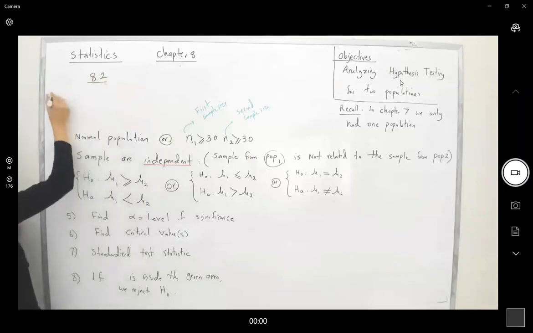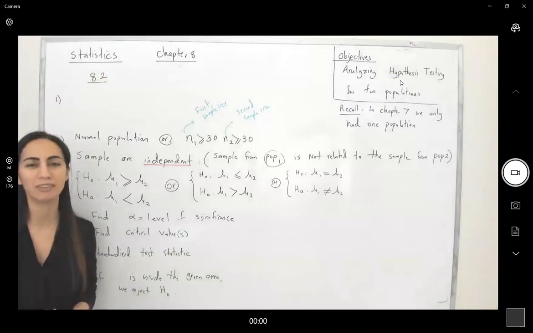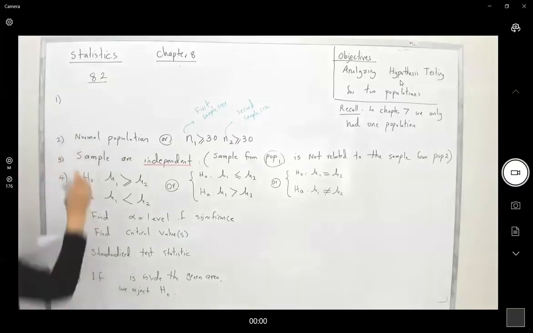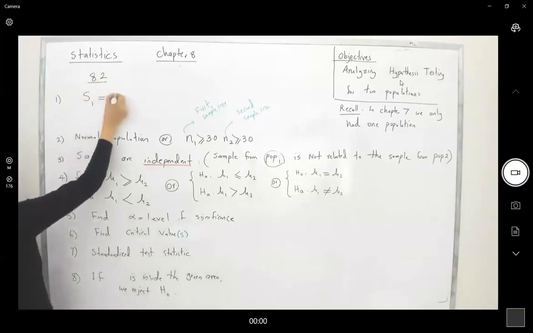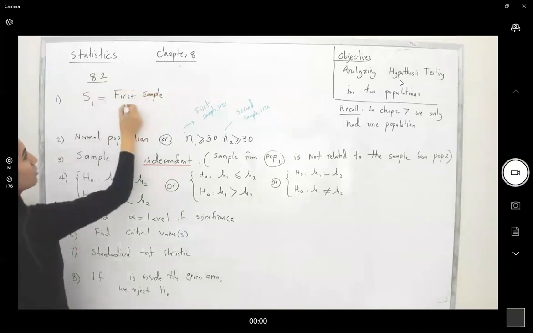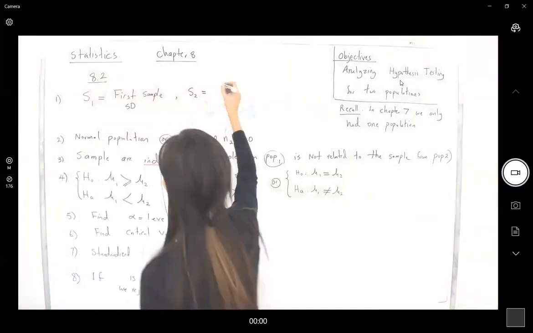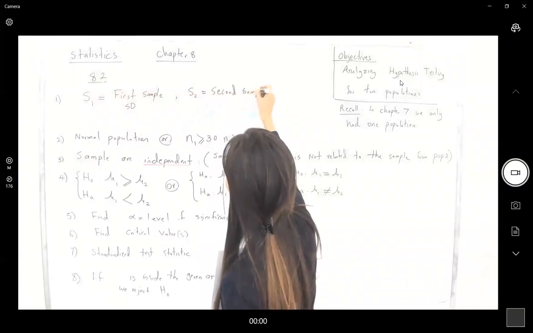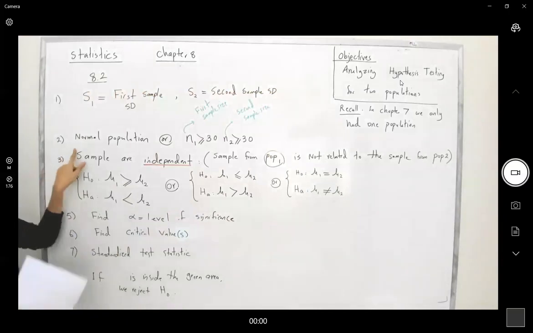The first step is actually to find the first sample standard deviation and the second sample standard deviation. So you have S sub 1, the first sample standard deviation, and S sub 2, the second sample standard deviation. Then we move on to the next step.